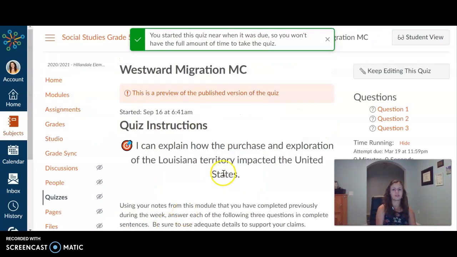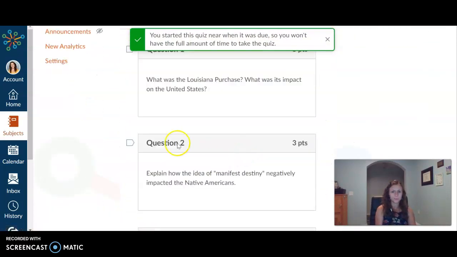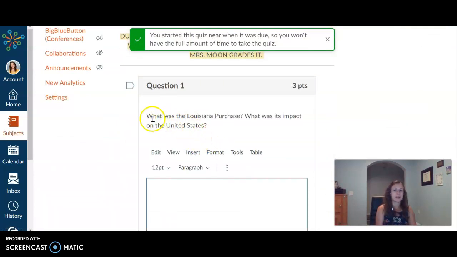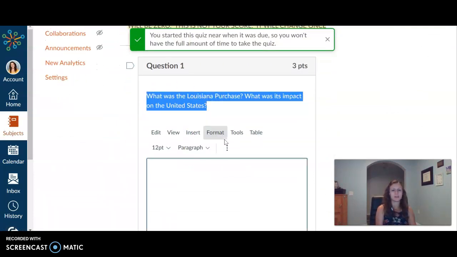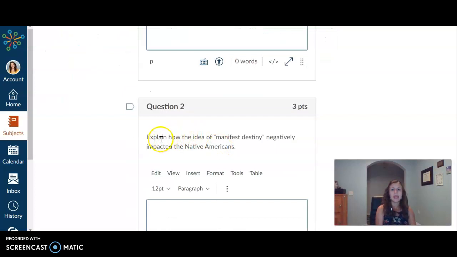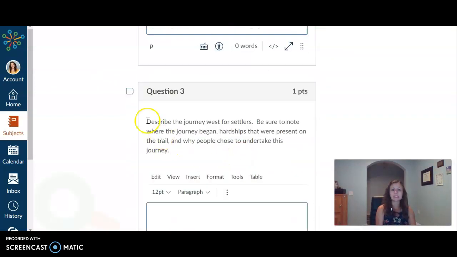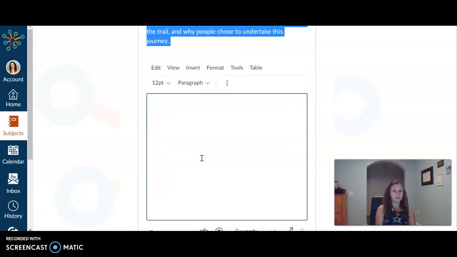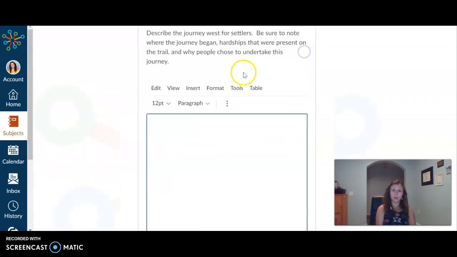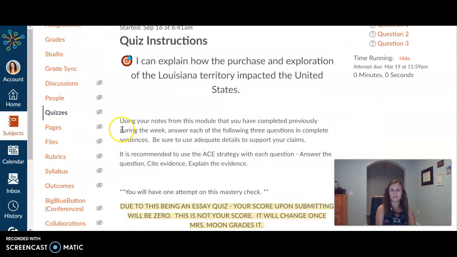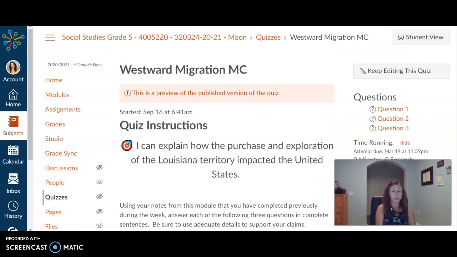Let's see if it will actually load. Here we go. Okay, so there were 3 short answer questions. First they had to say what was the Louisiana Purchase and its impact, then how the idea of manifest destiny negatively impacted the Native Americans, and then describing the journey west for settlers. And I just realized that that was a 1 point instead of a 3 point. That was probably a mistake. Also, again, I blame hybrid.